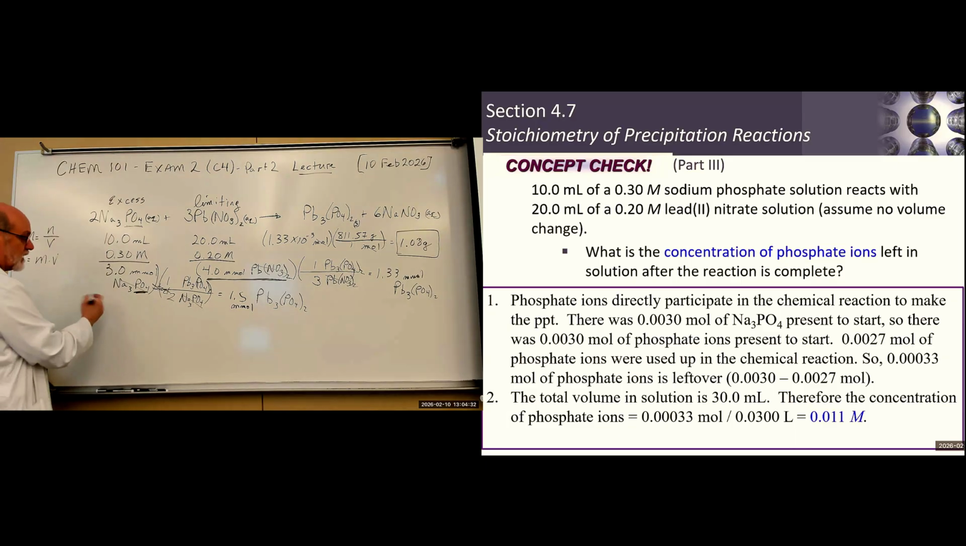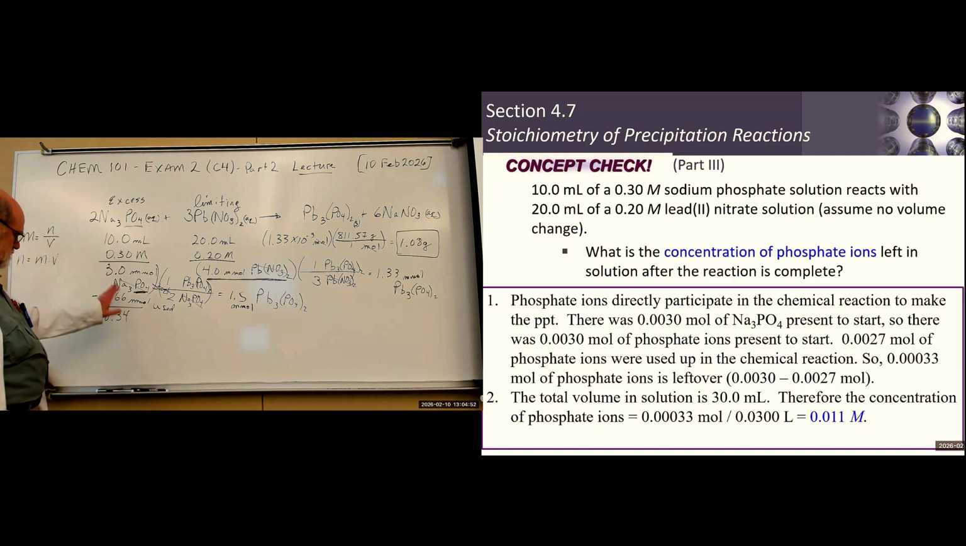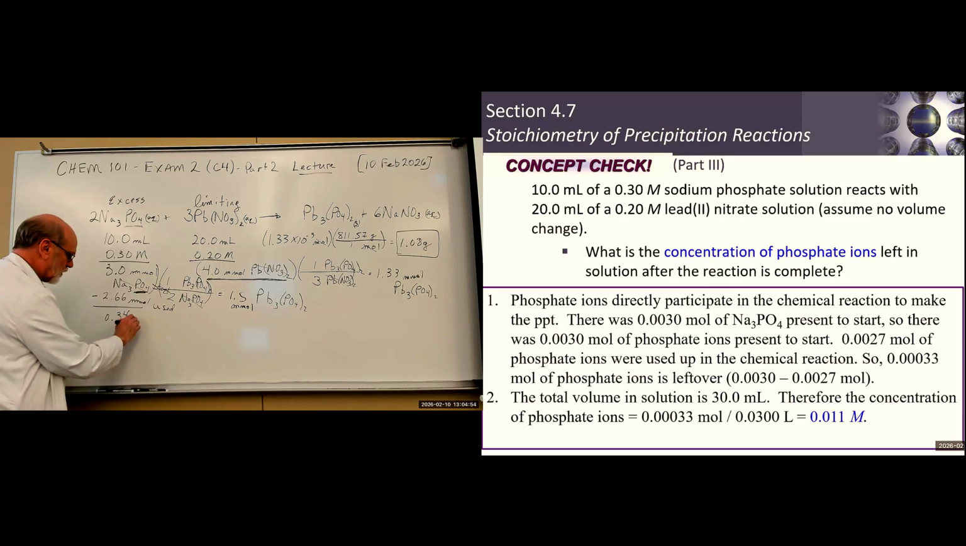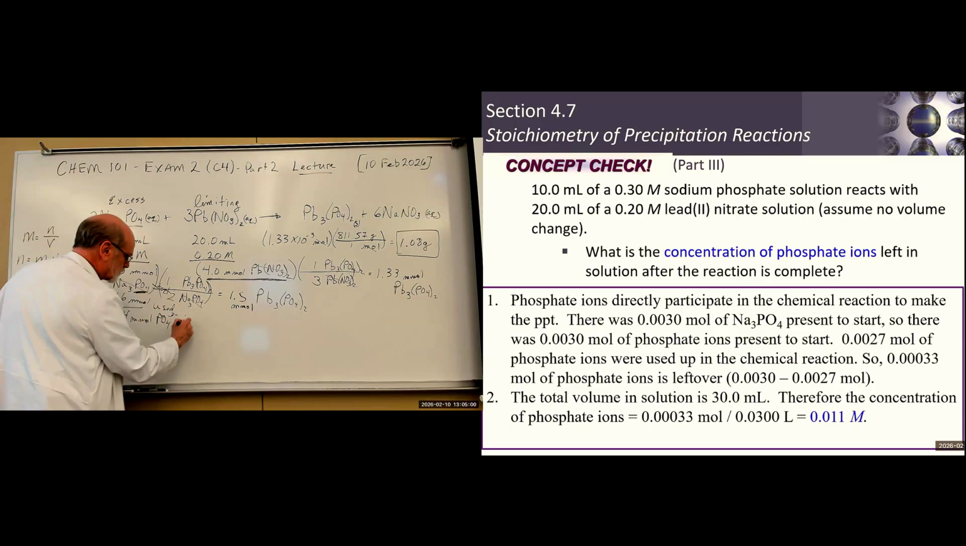So that means we've used up 2.66 millimoles used. All right, so we have left over, let's see, 3 and 0.34. Yeah. 0.34 millimoles of phosphate in solution.